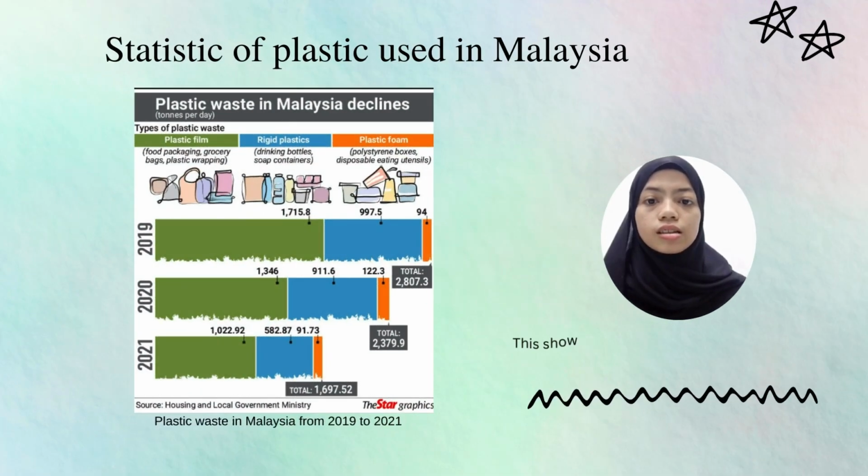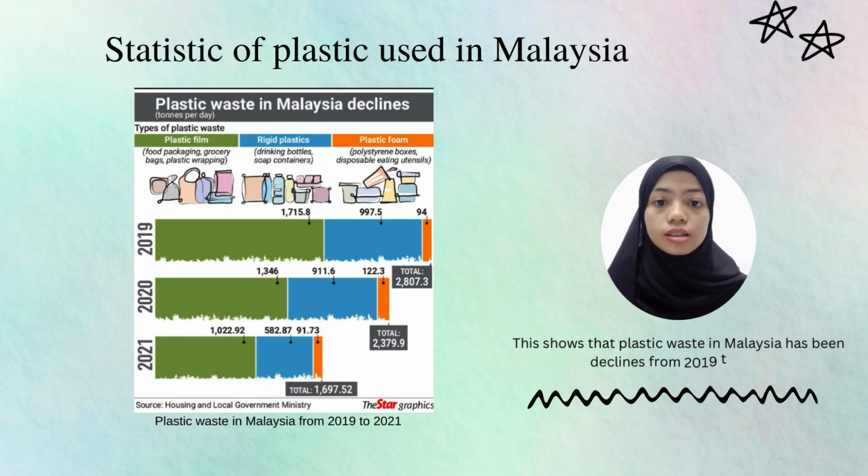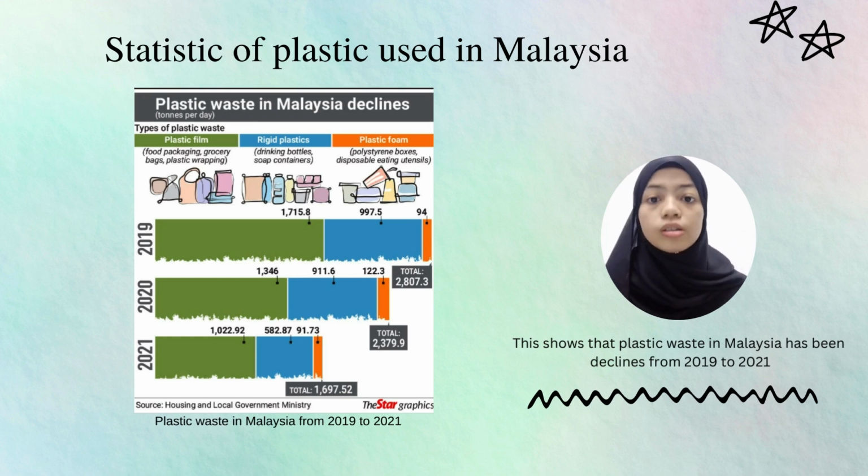So next is the statistics of plastic use in our country. This diagram shows the statistics of plastic used in Malaysia from 2019 to 2021. We can see that plastic film is the most used in our daily life, such as food packaging, grocery bags, and also plastic wrapping, which causes plastic waste. Then, rigid plastic such as drinking bottles or soap containers were widely used in 2019. Moreover, plastic foam such as polystyrene foam for instant noodle cups was used in 2019.